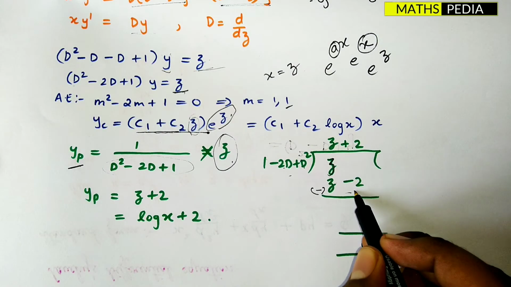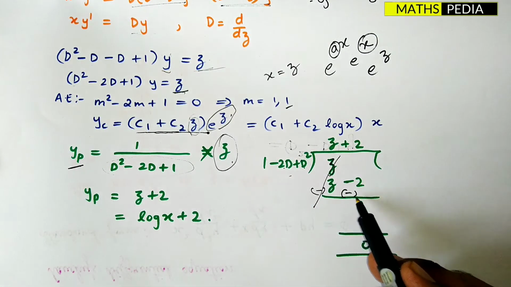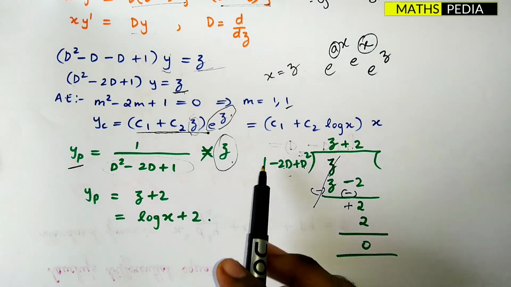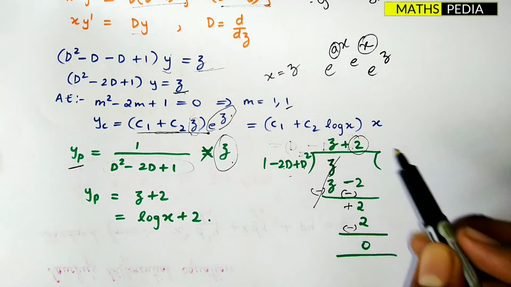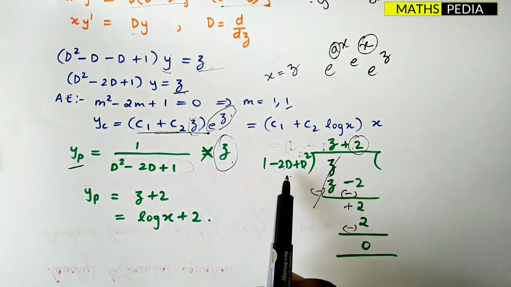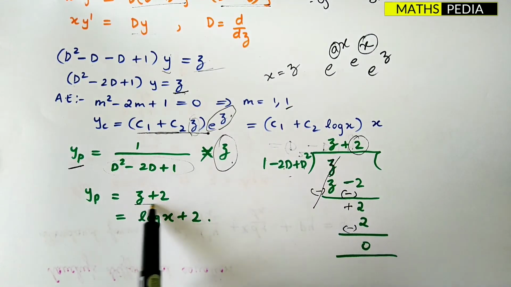Now we have to go for the subtraction, so this term will get cancelled. So remaining, minus of minus 2 is plus 2. Now 1 into 2 will give me 2. Again go for the subtraction, I will get 0. So the thing is that whenever you get a constant, no need to multiply with this. Anyways, the differentiation of a constant will be 0. Okay. Now we have got z plus 2, that will be the solution yp.